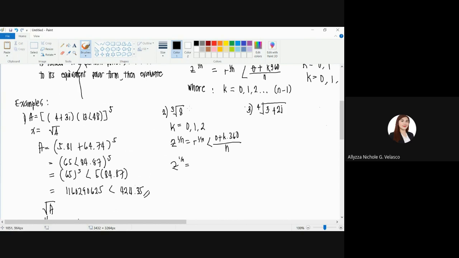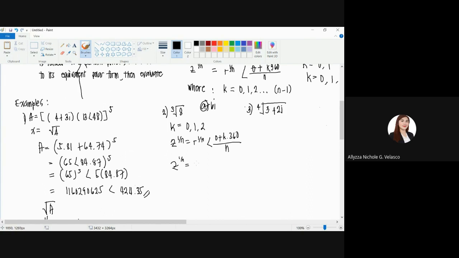If we are going to transform this 8 sa ating complex number, sa ating polar form, so di ba ito ay a plus b ay ang ating complex number. So obviously si 8 po ay yung ating a at ang atin pong b ay 0. Okay? So if you're going to transform this to polar form, since yun yung kailangan natin sa atin pong formula, so 8 plus 0 ay transform to our polar form, that is equal to 8 angle 0. Ano, 8 bar angle 0.